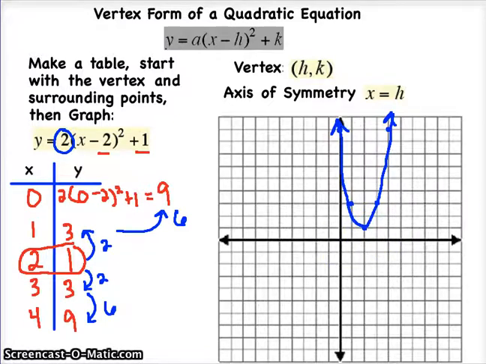And finally, if you want to put your axis of symmetry on, remember that's just going to run straight through our vertex at x equals 2. Remember to label your axes so we know we're counting by ones. And there's your vertex form parabola.